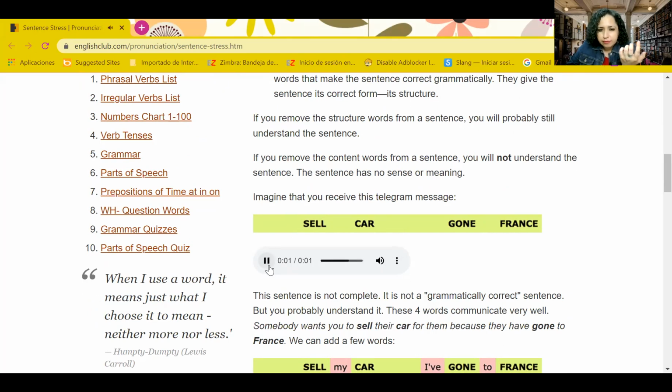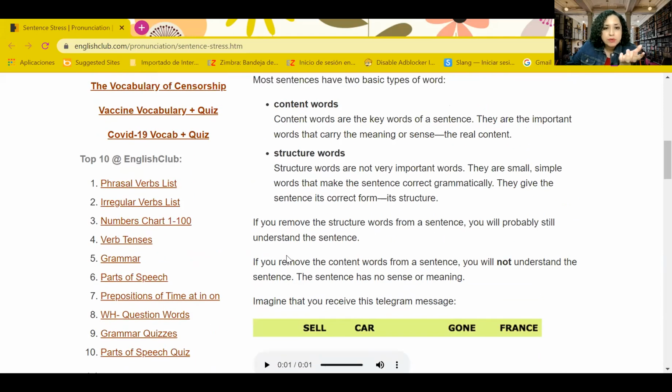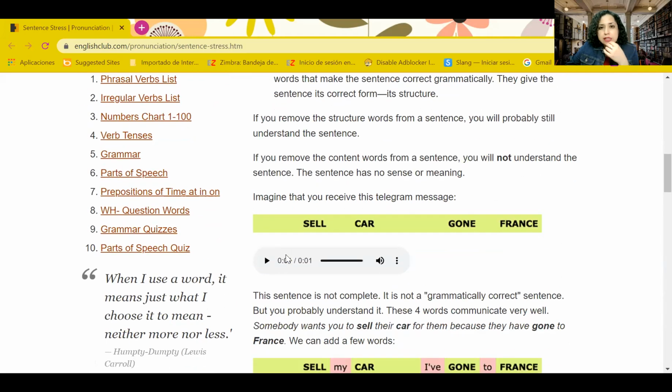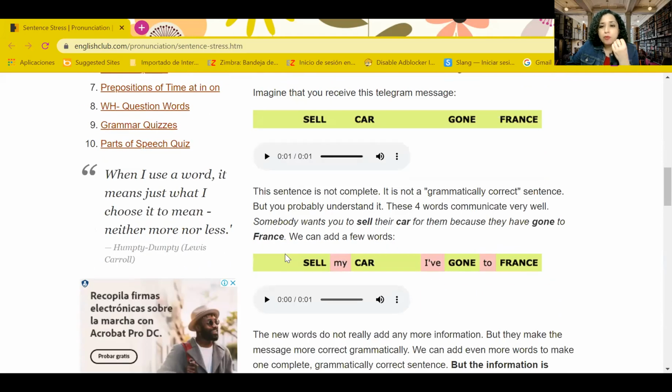Sell car, go in France. Did you hear? Sell car, go in France. There is some stress in those words. But which ones are those words, the content words, and the other ones that are structure words? So that's what we need to understand.